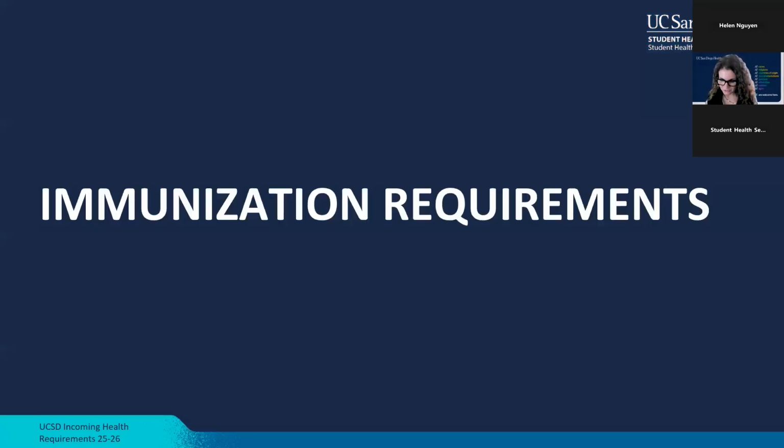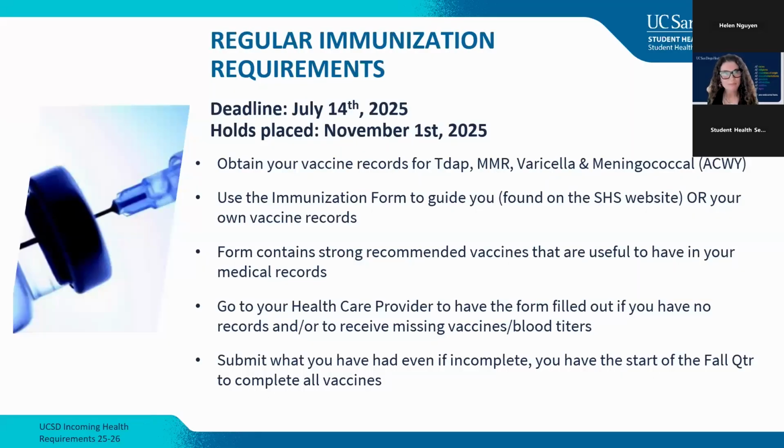Now the immunization requirements. So the deadline is July 14th, which is the same as the TB. However, we don't place holds, so the holds for TB go on at the end of July, whereas the holds for immunizations go on at the beginning of November. We give you some additional time if you cannot access particular vaccines in your country or your state, or you may not have insurance. We allow you the beginning of the full quarter to come to Student Health or a local healthcare provider or a retail pharmacy to get those missing vaccines or blood tests, depending on what's going on.